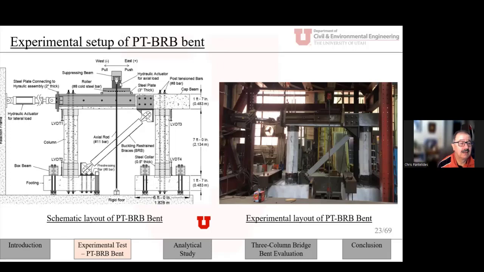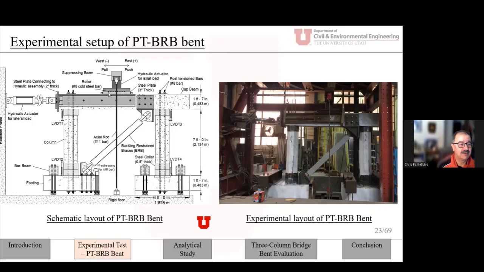And of course, this hydraulic actuator induces the positive and negative push and pull movement of the bent. And the force inside the bent is transferred to these rods, threaded rods, with 2 channels, one on either side of the capping.